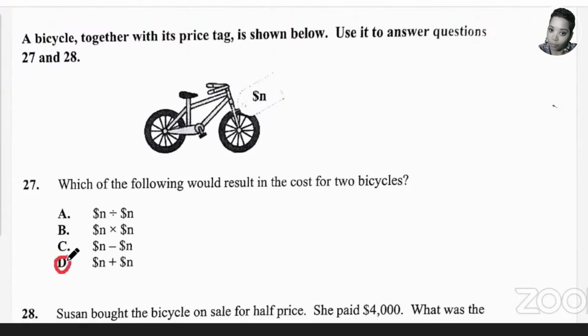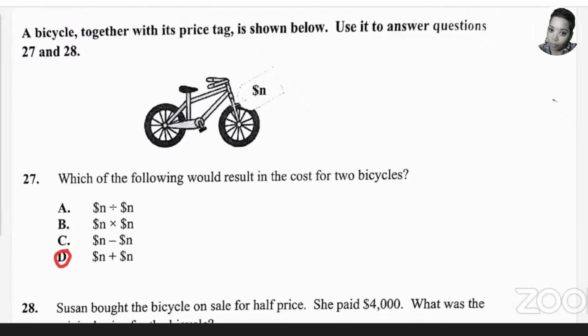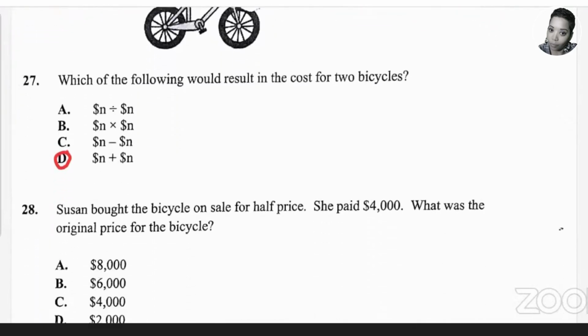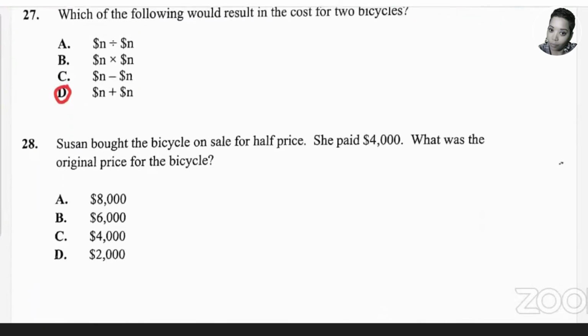That will give the cost of the bicycle is n dollars. So if we add another n dollars, that gives us the price. We could subtract or divide or multiply. Okay, we'd have to multiply n dollars by 2, but not by n dollars again. All right, so the answer is D.